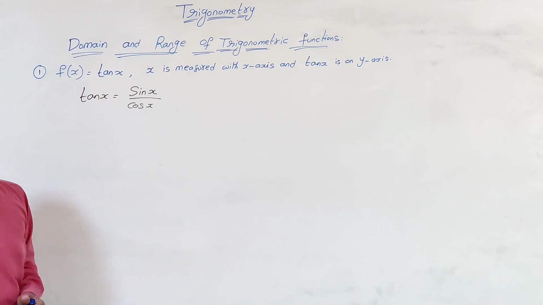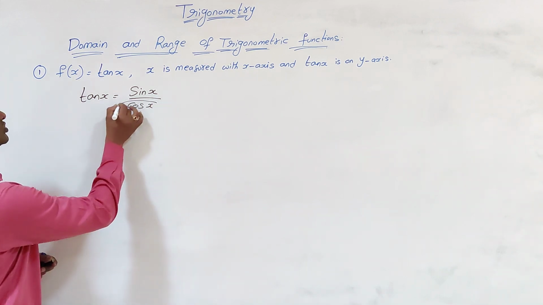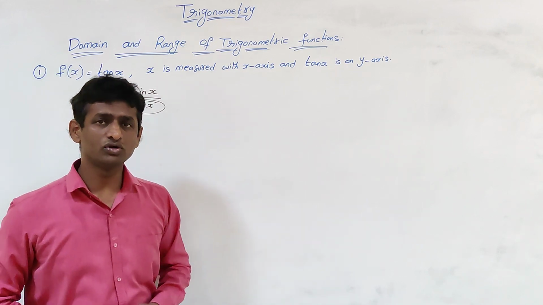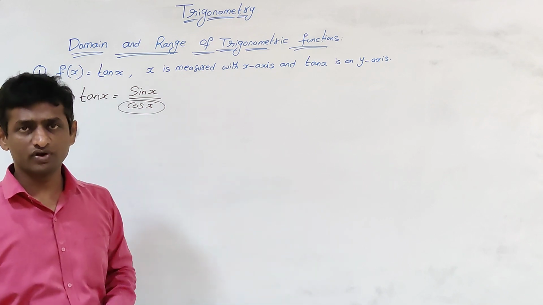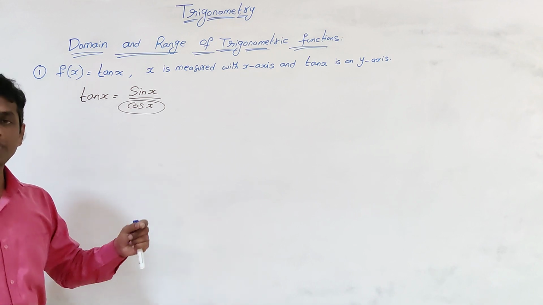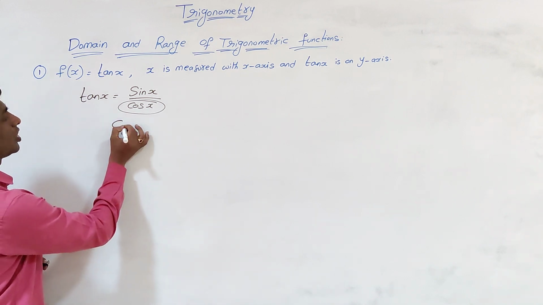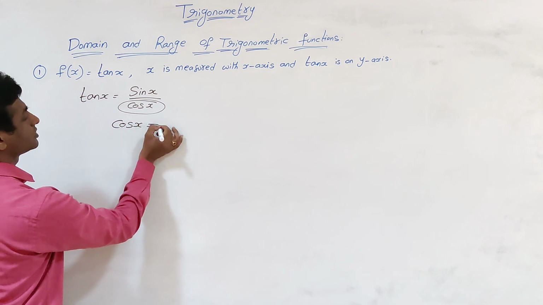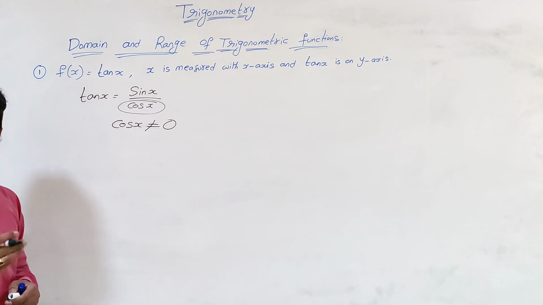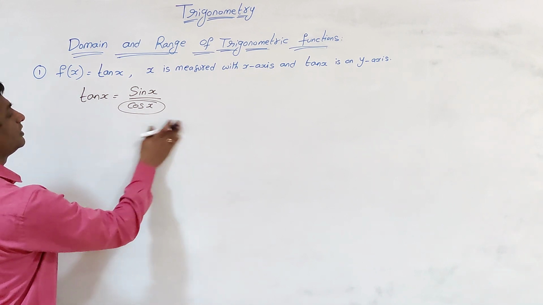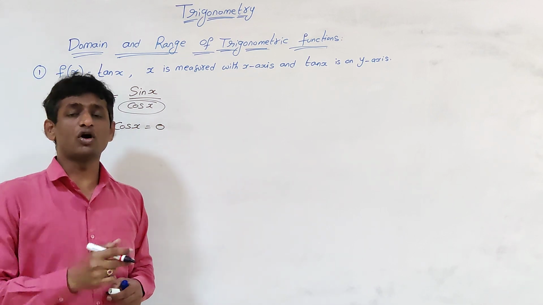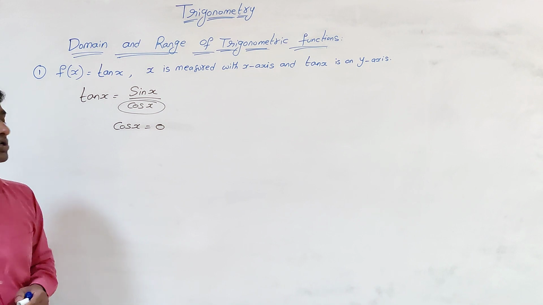In order to define a rational function, the denominator should not be 0. The denominator should not be 0. What happens if it is 0? If it is 0, then it is not defined. Means here cos x value should not be 0. Means cos x is not equal to 0. Now we will see where this cos x is 0. Means for what values of x this cos x is 0.